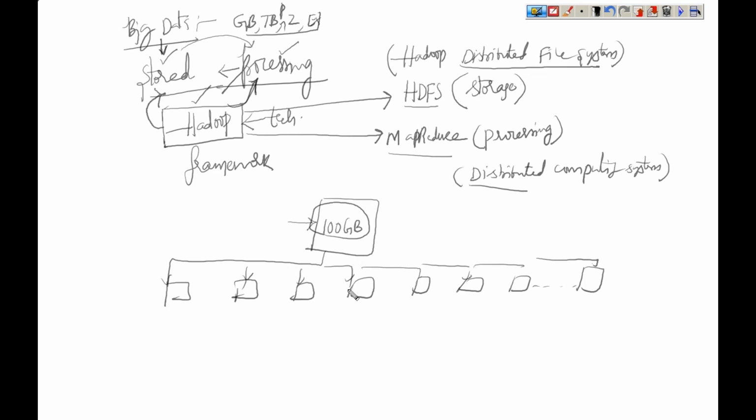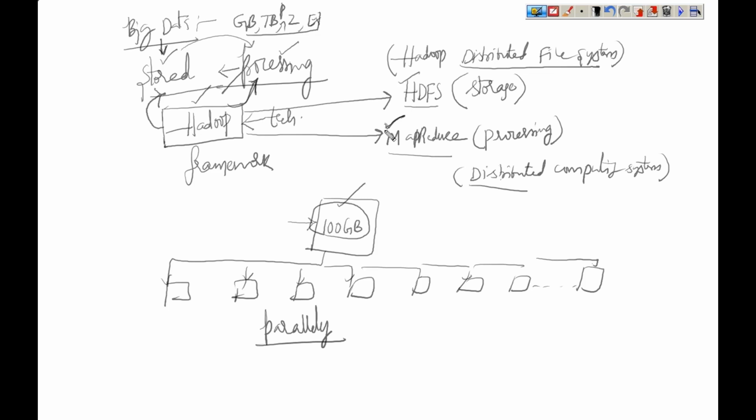A set of systems connected in a network will form a cluster. In Hadoop, whatever the amount of data, that data will be distributed among all the machines of the cluster. Once the data is distributed successfully, with the help of a component called MapReduce, the data stored in all these machines will be processed parallelly, at a time. That is called distributed computing, and HDFS is the distributed file system. The data is distributed and processing is also done in a distributed manner.